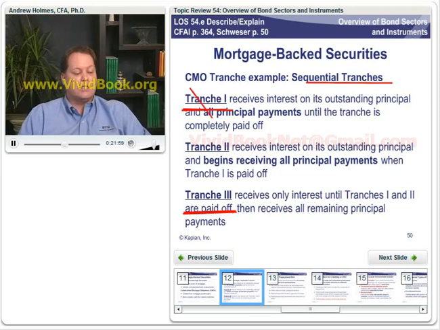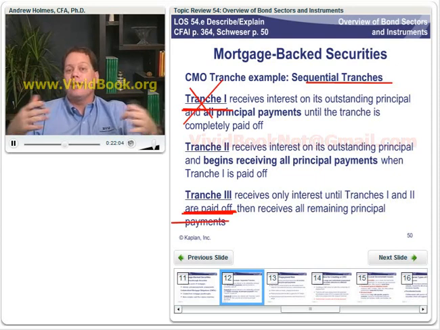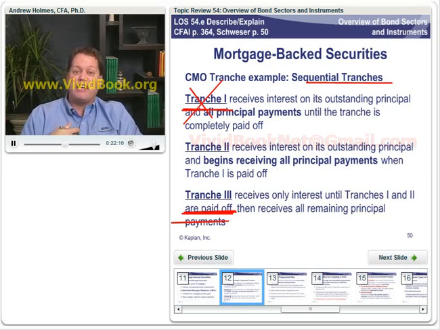So what this has done is it's reallocated the prepayment risk so that parties that are less sensitive to a particular type of prepayment risk can bear that risk. I'm not very sensitive to extension risk, so I would be a tranche 3 candidate, and I would pay more for a tranche 3 than I would for a pass-through security. So of course what we're doing is increasing the value of these cash flows through time.